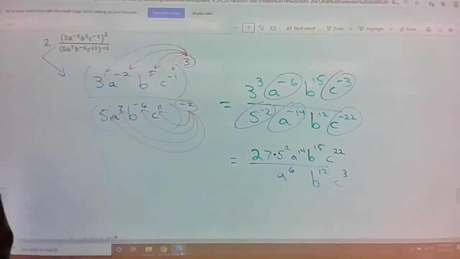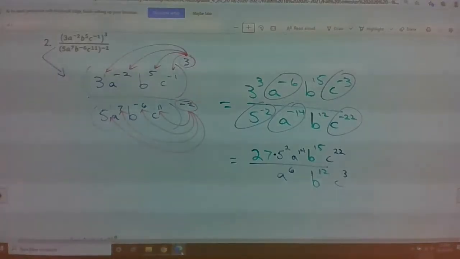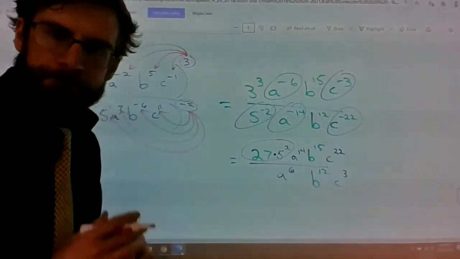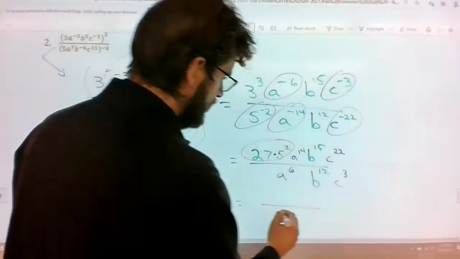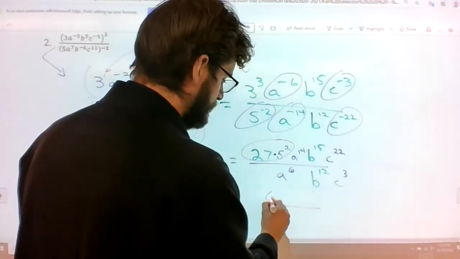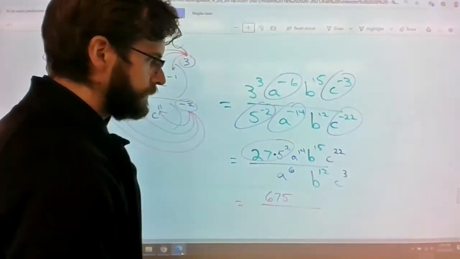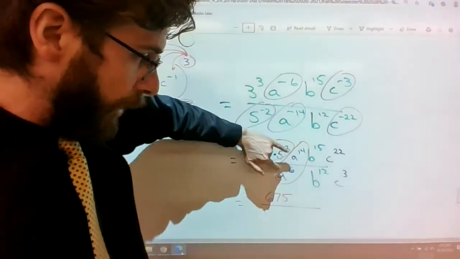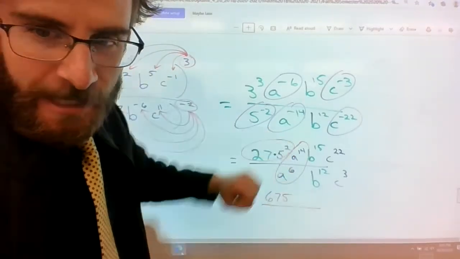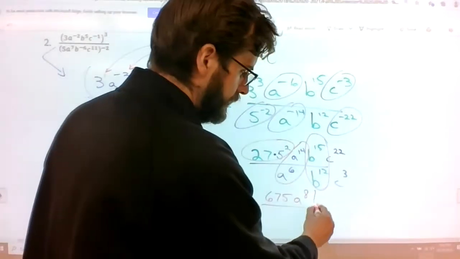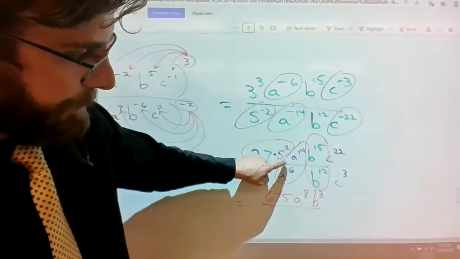All right, so if they're side by side, multiply. So this is going to be 27 times 5 times 5. It ends up being 675. If they're separated by the fraction, then you're actually going to subtract the 2. So that's going to be a to the 8 power. This is going to be b to the 3 power. And I'm keeping them up top because the bigger one's up top.